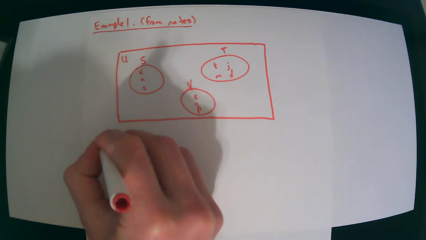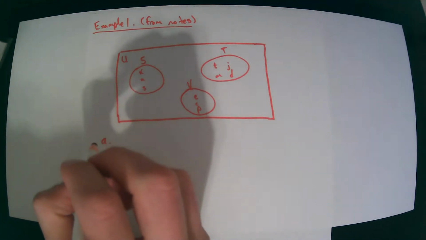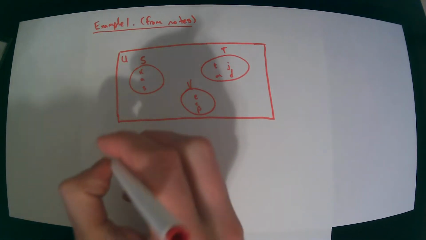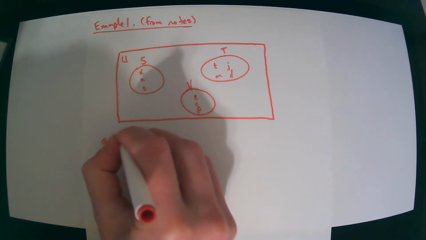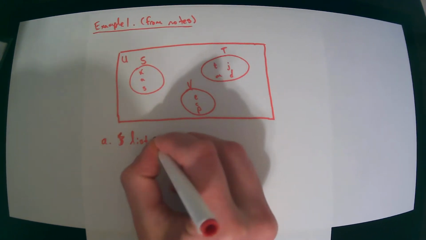Part A says to list the elements of the sets S, T, and V in roster form. So we're pretending like we don't know what they look like in roster form. So let's say list in roster form.